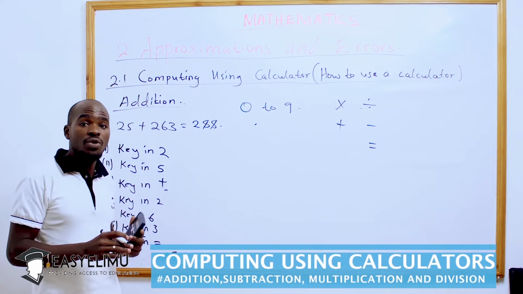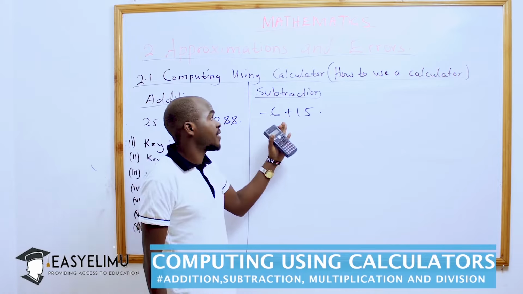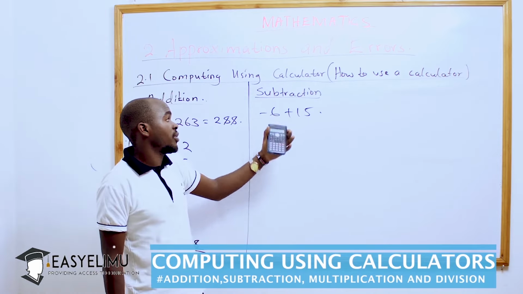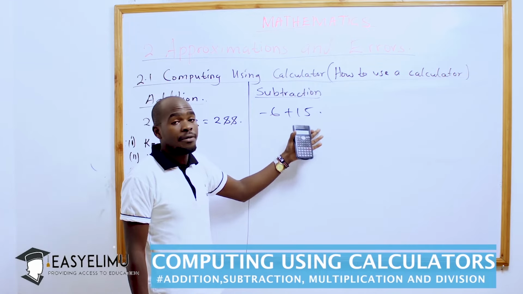That's how we do with the addition. Now we have dealt with addition. Now let's see how we can deal with the subtraction. And we have seen for this instance we have started with negative 6 plus 15.